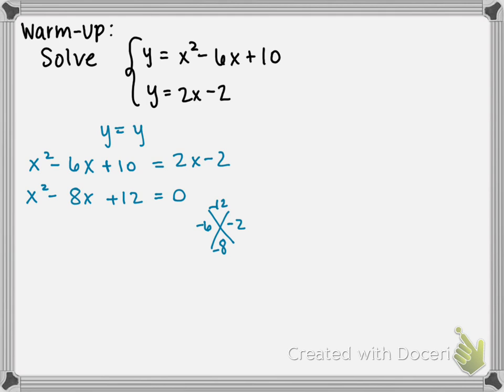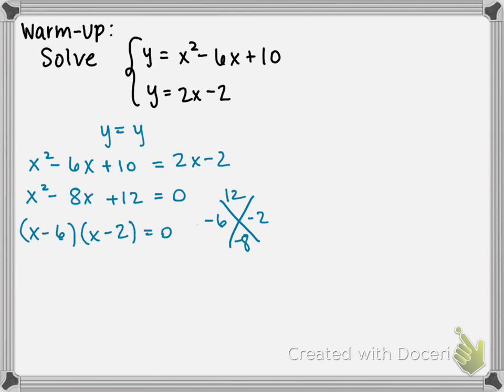Let's retry that. We have the x set up, 12 on top, negative 8 on the bottom. What 2 numbers multiply to positive 12 and add together to negative 8? Hopefully we say negative 6 and negative 2. From there, that's x minus 6 times x minus 2 equals 0. So therefore, x can equal 6 and x can equal 2.